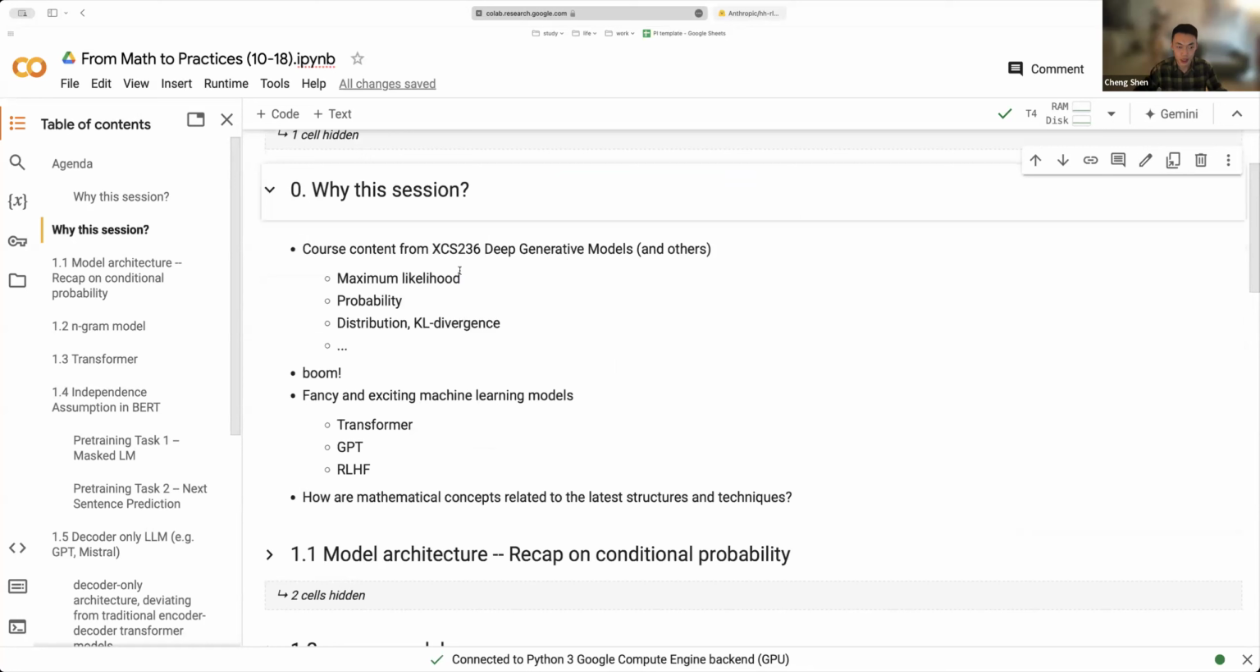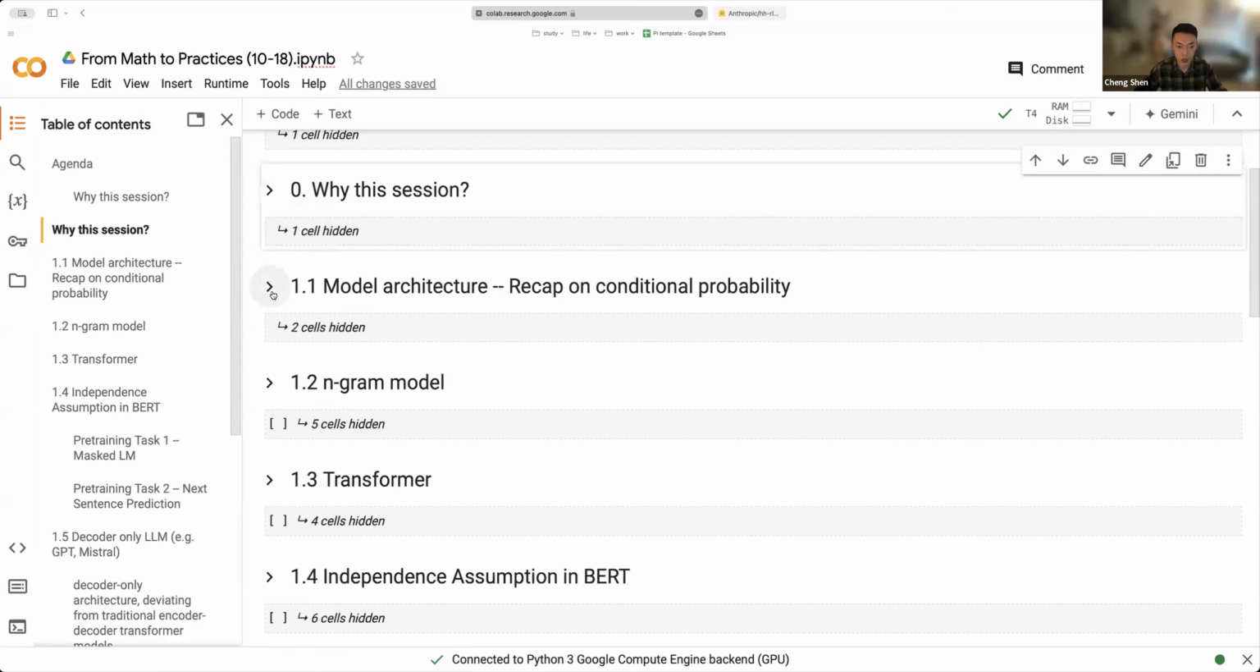Some of the motivation is from XCS 236. We covered quite some theories about distributions, about likelihoods, like KL divergence. And suddenly, somehow we have these fancy models like transformers, GPT, and RLHF. What kind of role does a transformer play in these math concepts we learned from the course? So that's why I want to connect the dots.